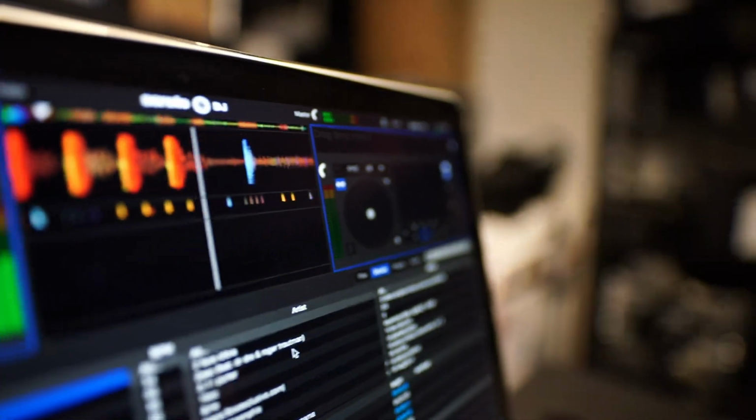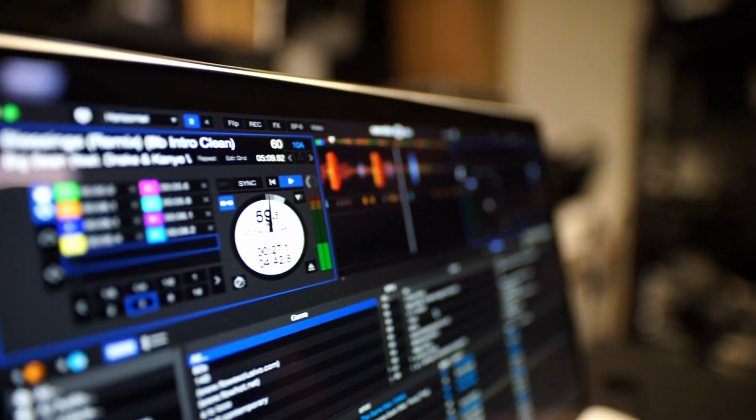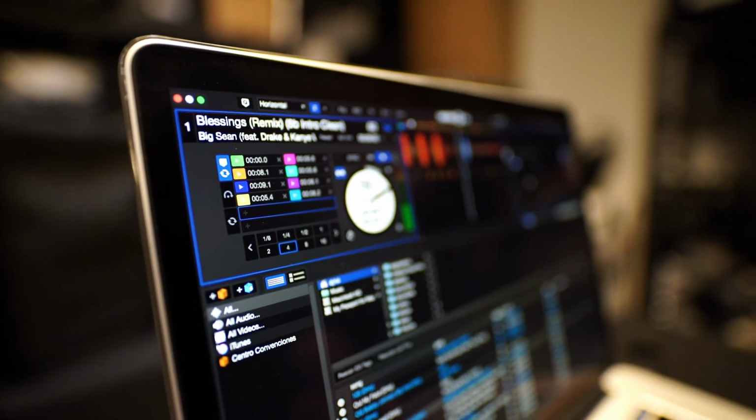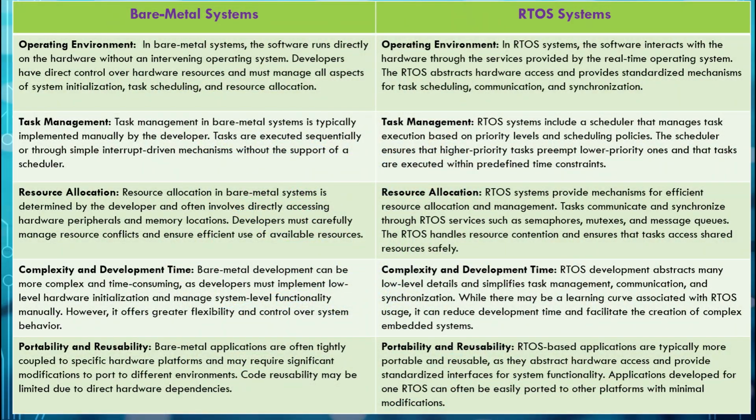Let's explore the primary distinctions between bare metal and RTOS systems in embedded development. These differences shed light on why each system is employed in specific scenarios. Please pause your video and look once.